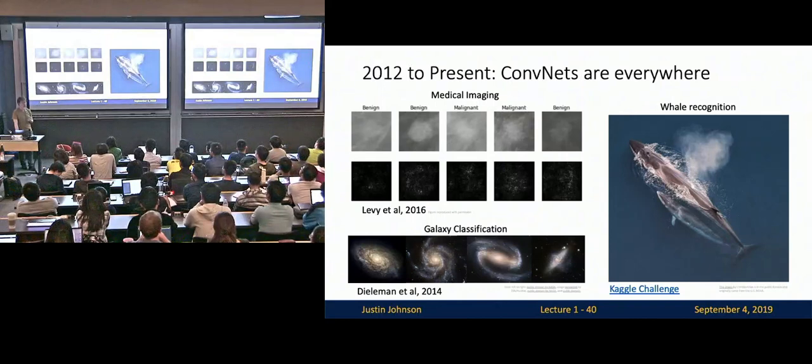Convolutional neural networks are also getting used for visual tasks that are about visual data that humans aren't very good at. So convolutional networks are getting used in things like medical imaging to diagnose different types of tumors, to diagnose different types of skin lesions and other medical conditions. They're getting used in galaxy classification.